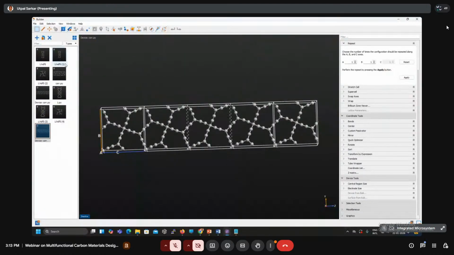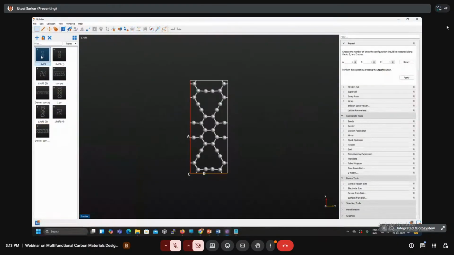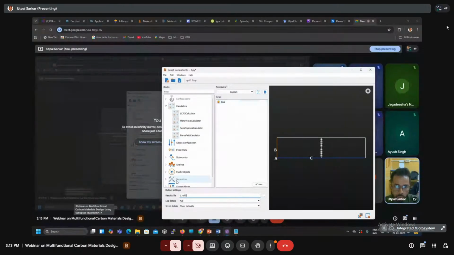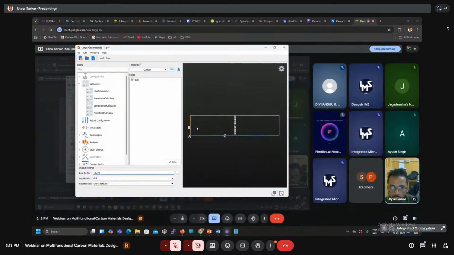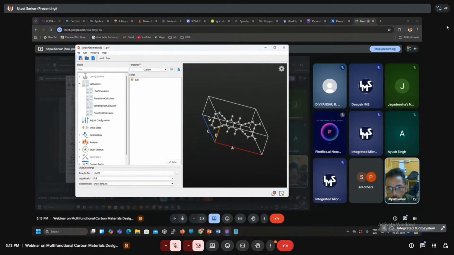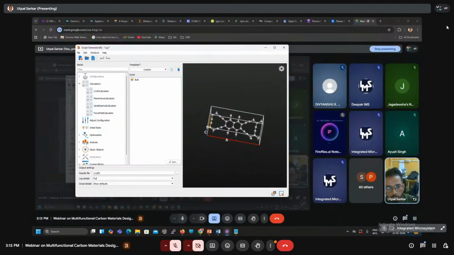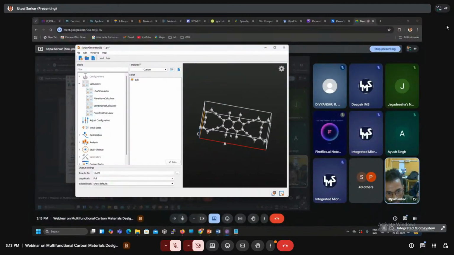So for the analysis section, we have to first optimize the structure. So suppose the structure is optimized. Basically, suppose this is the unit cell. So we have to make the input for the calculation. Suppose the structure is optimized, so we have to calculate the various properties. For calculating the various properties, the first step is to select the structure, then we have to go to the calculator.